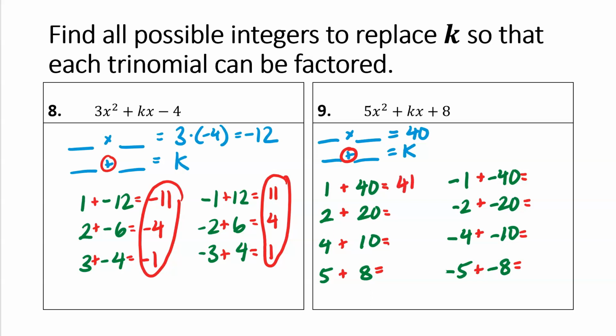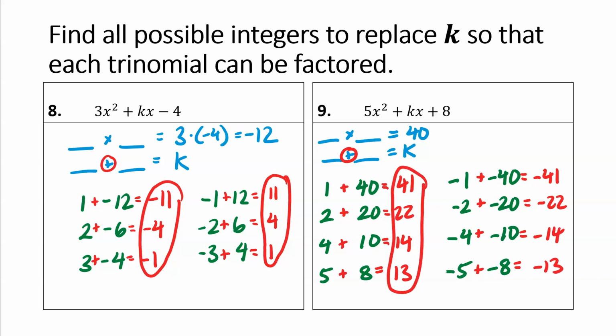So we'll have 41, 22, 14, and 13. And then also -41, -22, -14, and -13. These are all possible integers that k could be for that trinomial to be factorable.